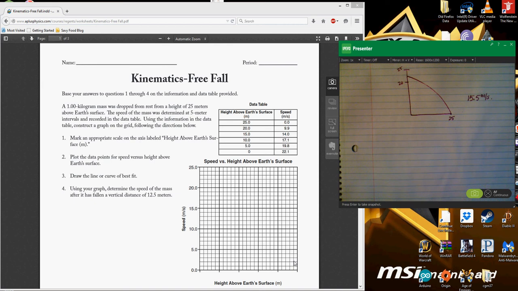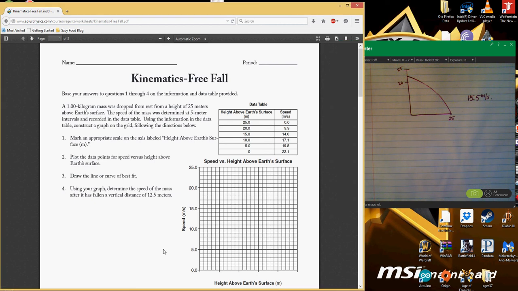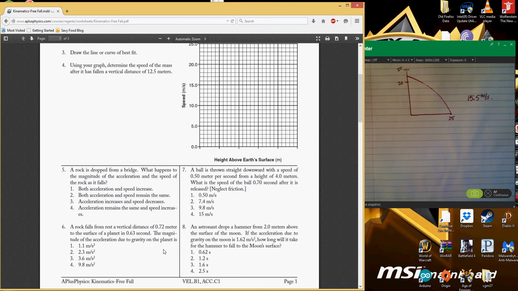And then for number 3, draw the line for the best fit curve, and for number 4, using your graph, determine the speed of the mass after it has fallen vertically for a distance of 12.5 meters. So if you went from the 12.5 meters and you estimated the height for the speed, you should have got somewhere about 15.5 for your answer.